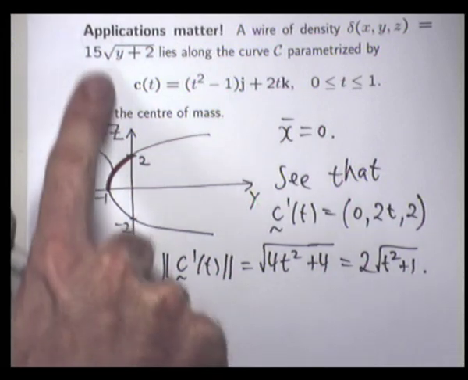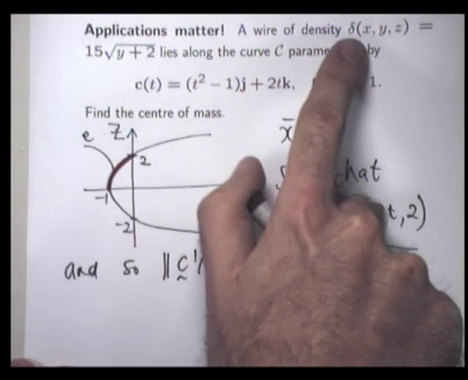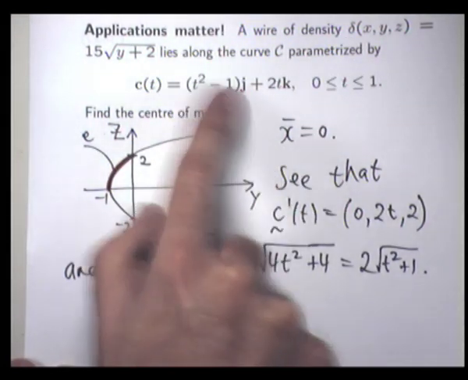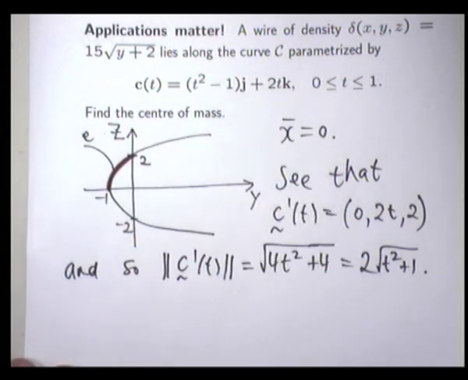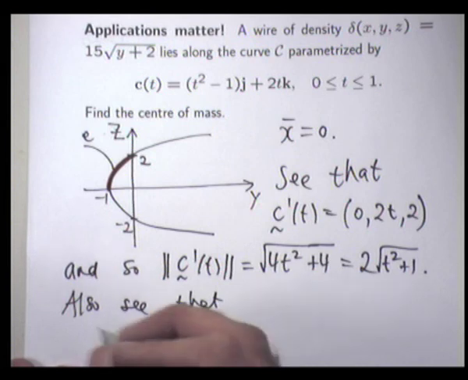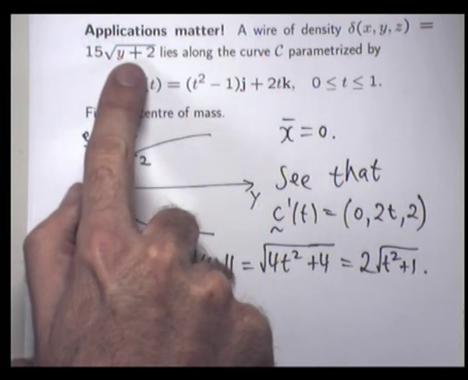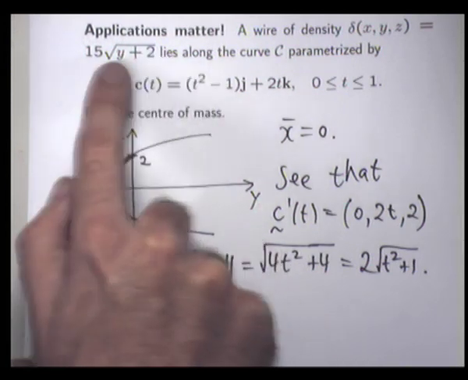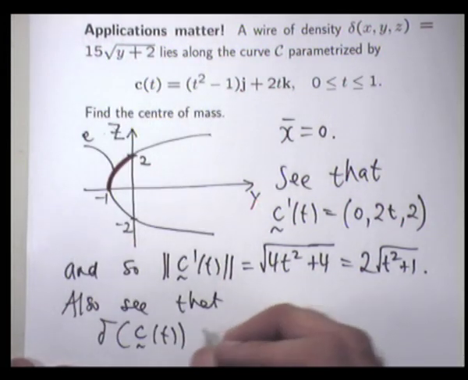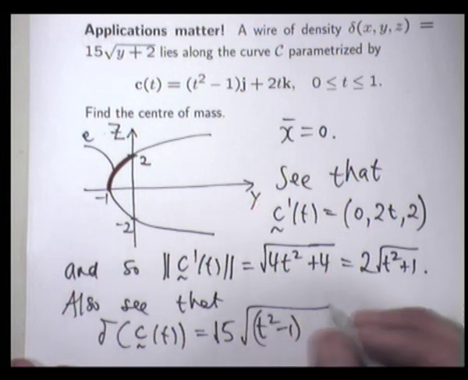All right, so here's our density function. That plays the role of f. So we want to evaluate delta along our parameterization. So we go up here, replace y with t squared minus 1, there's no z or x component here. So we're going to get 15 root t squared minus 1 in plus 2.